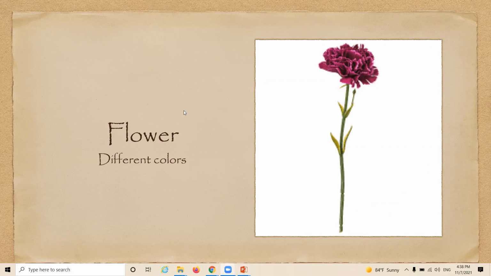But not all the plants have a flower. Some of the plants have a flower, but others don't need the flower. Other plants don't have a flower. Flowers come in different colors. The flower may be pink, maybe blue, maybe red. So different colors, subhanallah, okay? So this is all of the plant parts.